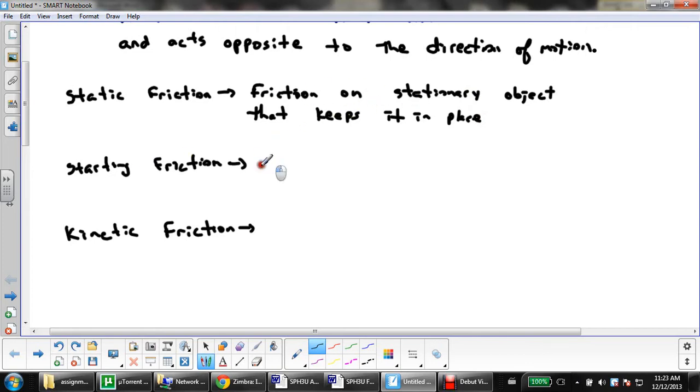Starting friction is the maximum static friction. If static friction has reached its biggest amount, the object usually will start to move. So we call this the starting friction, maximum static friction. And then kinetic friction is friction on a moving object.